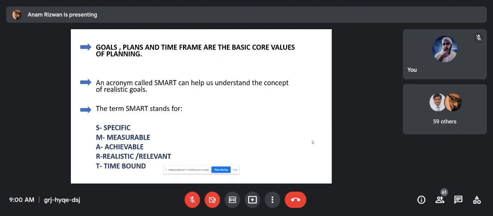So, whenever we talk about goals, our goals should be set in such a way that they're smart and realistic. And this brings us to an acronym called SMART, which can actually help us understand the concept of realistic goals. The term SMART stands for specific, measurable, achievable, realistic or relevant, and time bound. So, first, I'm going to be explaining the first three through an example.